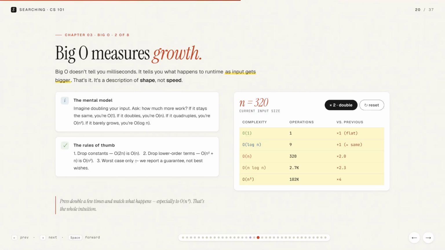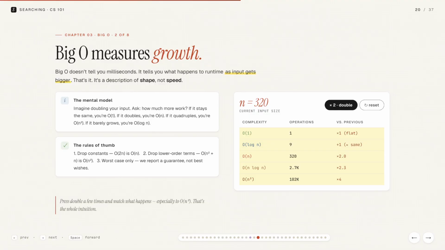So, here's the rule of thumb to memorize. Imagine doubling your input. Ask yourself, how much more work? Same work? Then you're O of 1. One more step, log n. Twice the work, linear. 4 times the work, quadratic. Memorize that. Keep hitting my mic.